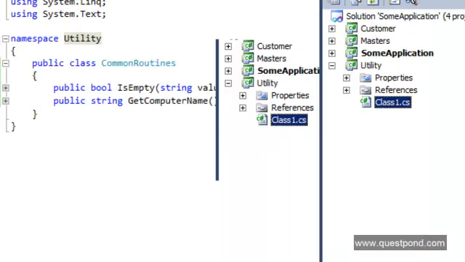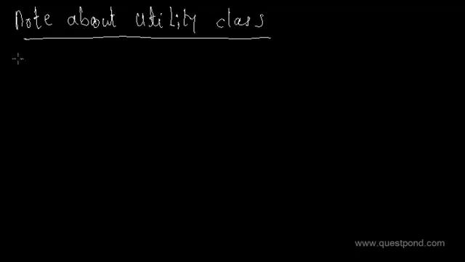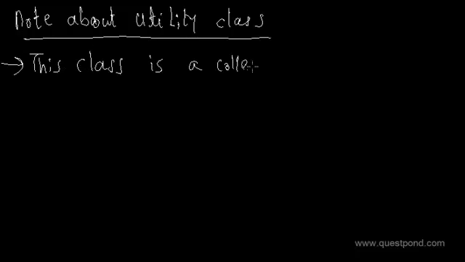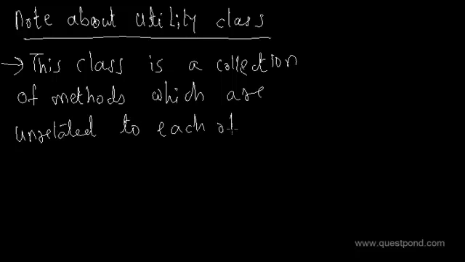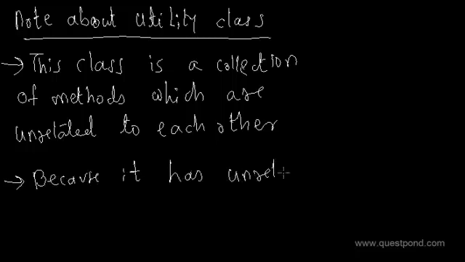But again, there are some concerns here. So let's talk about those concerns. In order to understand the problem in a better manner, let's first speak about this utility class more. In other words, let's try to analyze this utility class. If you closely watch, the utility class is a collection of methods, functions, and logic which are unrelated. For example, in the current scenario, the get computer name and the isEmpty functions are completely unrelated. They don't have any connection with each other. So you can think of it as a utility class which can have anything in the world.